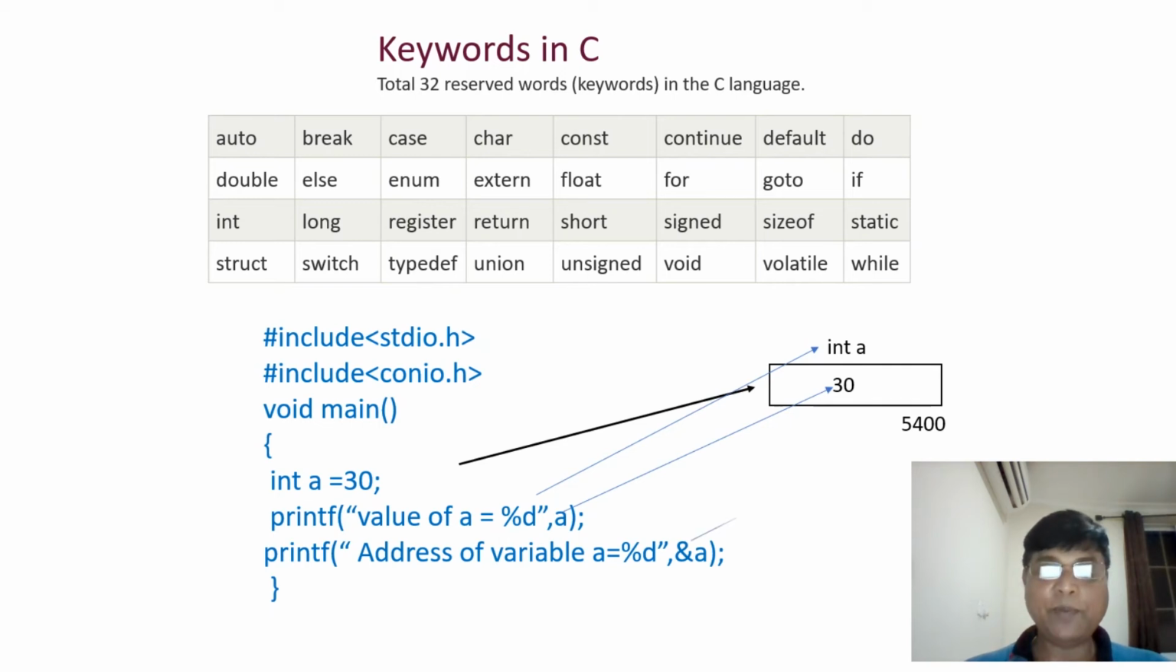But if I am going to print something like ampersand sign a, we have to give %d for integer, because locations are reserved to hold integer numbers. That number is also an integer, so I use %d and ampersand sign a. Ampersand sign a means the address location of a. So it is going to print 5400 if the location is like that.